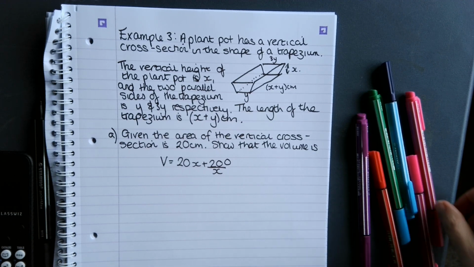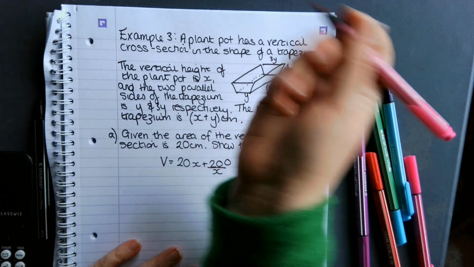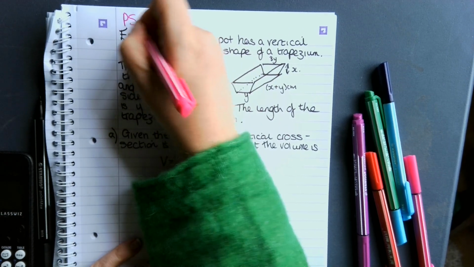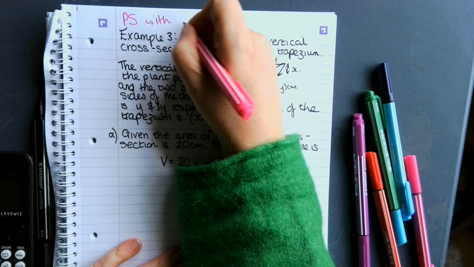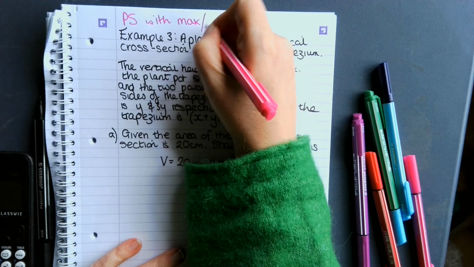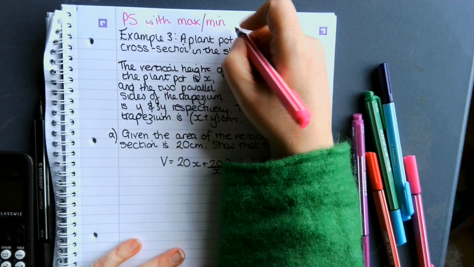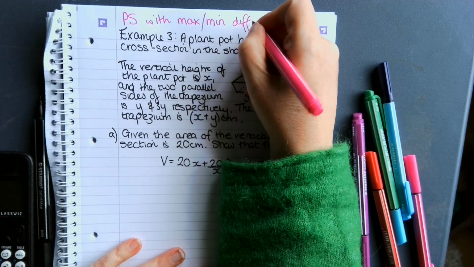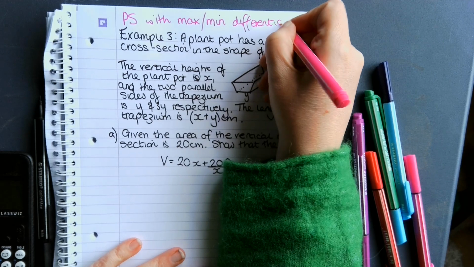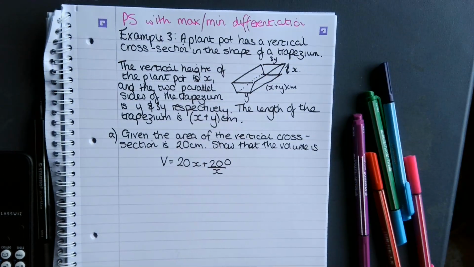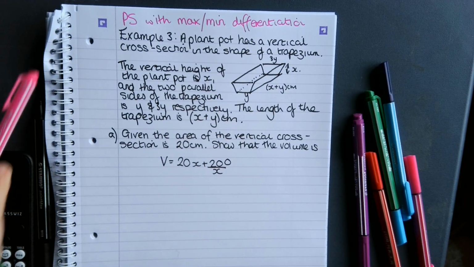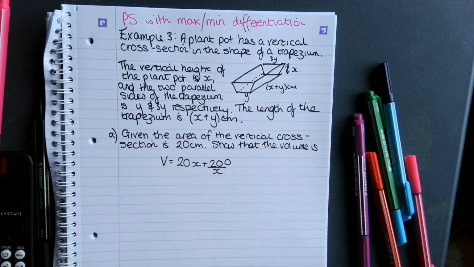Welcome to example 3. This is problem solving with maximum and minimizing differentiation problems. My third example, I've chosen a bit more difficult and a lot of words.